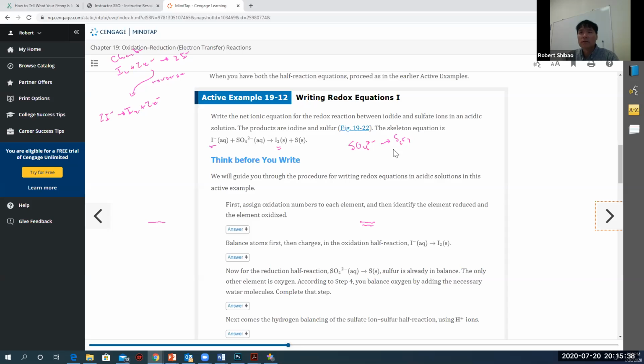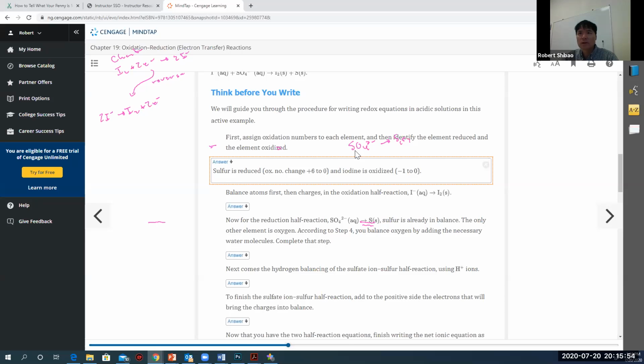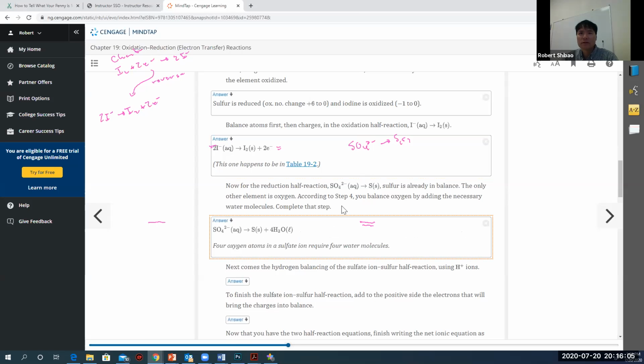Figuring out the steps here, the sulfur is already balanced. Then we balance the oxygen, so we need 4 waters on this side. Then we balance the hydrogens. We need 8 H pluses on this side. And then we balance the charge. Here they're talking about oxidation states. Sulfur is going from +6 to 0, and going from +6 to 0 means it's gaining 6 electrons. Iodide's already done. So here sulfate goes to sulfur.